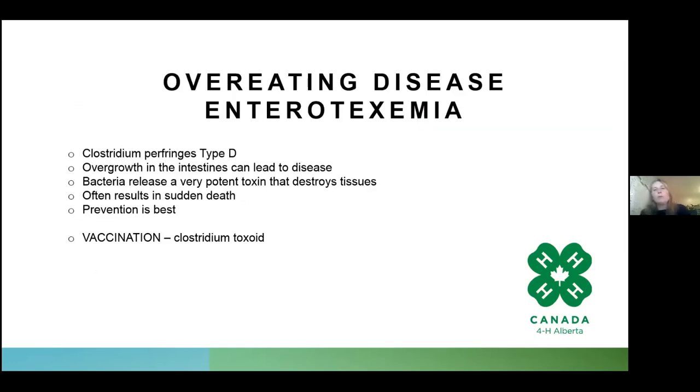Okay, so let's talk about overeating disease or enterotoxemia, another bacterial disease. It is caused by a bacteria called Clostridia perfringens type D. It is actually a normal inhabitant of the intestine. So every sheep running around has Clostridia in its belly. The problem happens when that Clostridia has an overgrowth, and then it grows like mad and goes a little bit crazy.